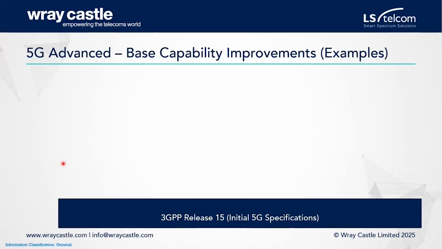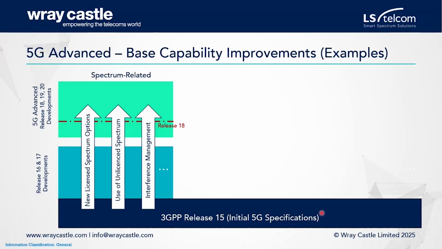Let's have a look at the base capabilities. So there you go. We've got a box at the bottom there, which is representing 3GPP release 15. So the initial 5G specifications, which was really good and did a good job at supporting the existing traditional broadband business model. But since then, in the newer documents, the newer releases, so through release 16 and 17, and then release 18, 19, and 20. Although bear in mind, remember, we're just at release 18 at the moment.